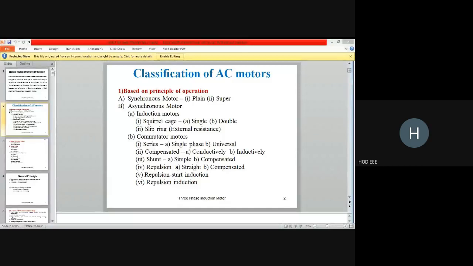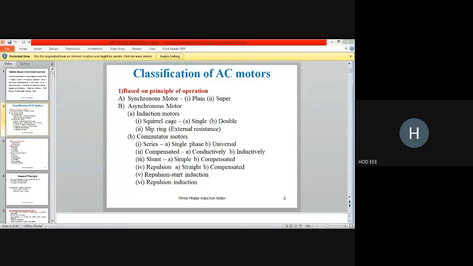And based on supply we have a three phase motor and single phase motor, and based on speed we have constant, variable, and adjustable speed. And based on the enclosure, we have open, enclosed, semi-enclosed, ventilated, pipe ventilated, and riveted frame, everything.